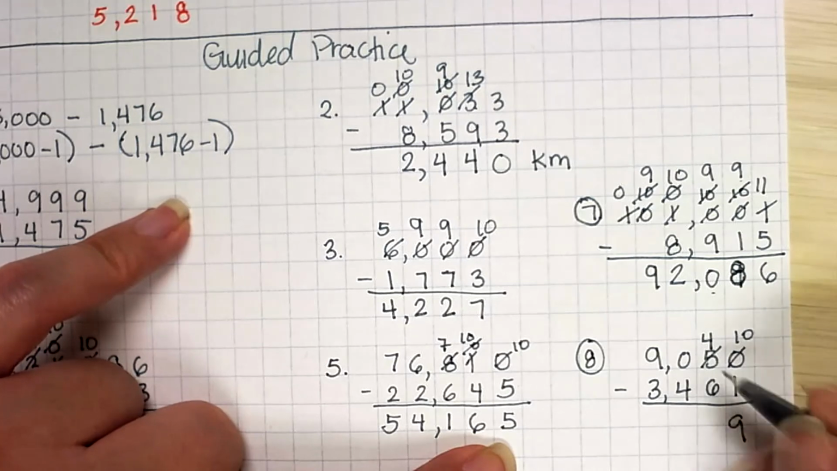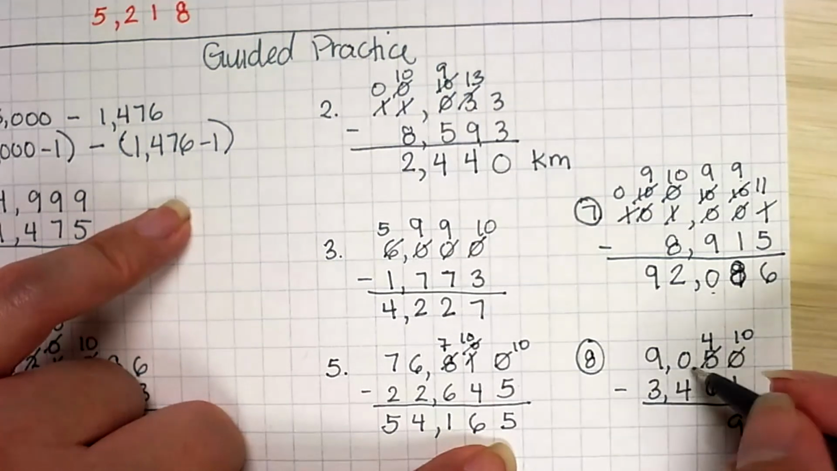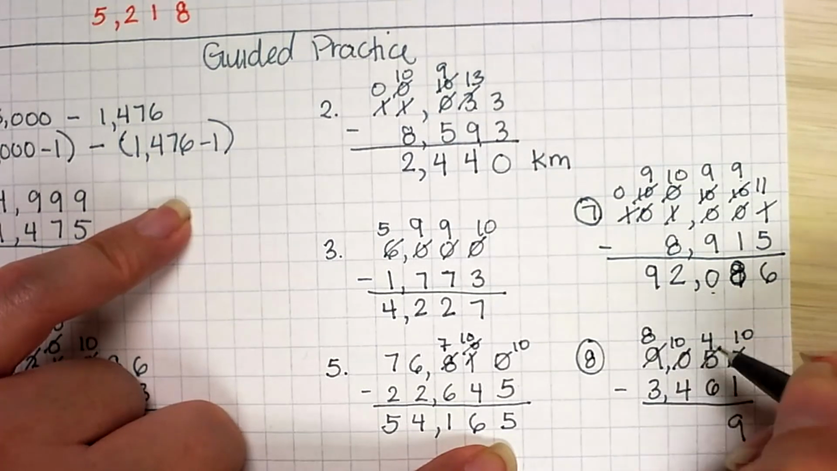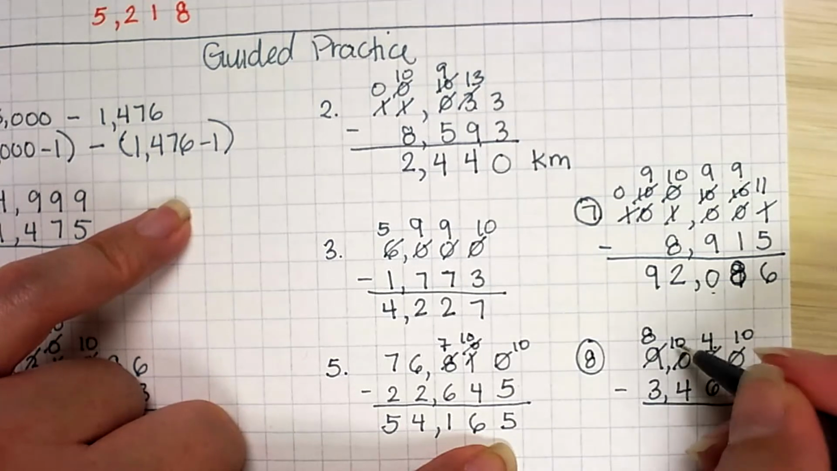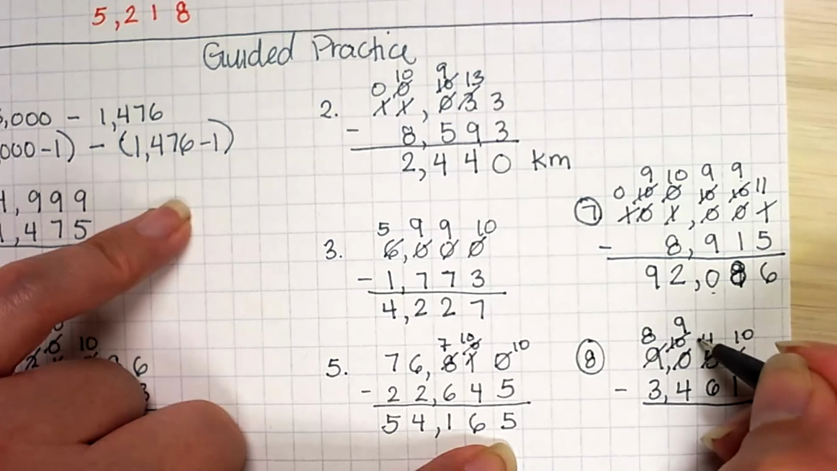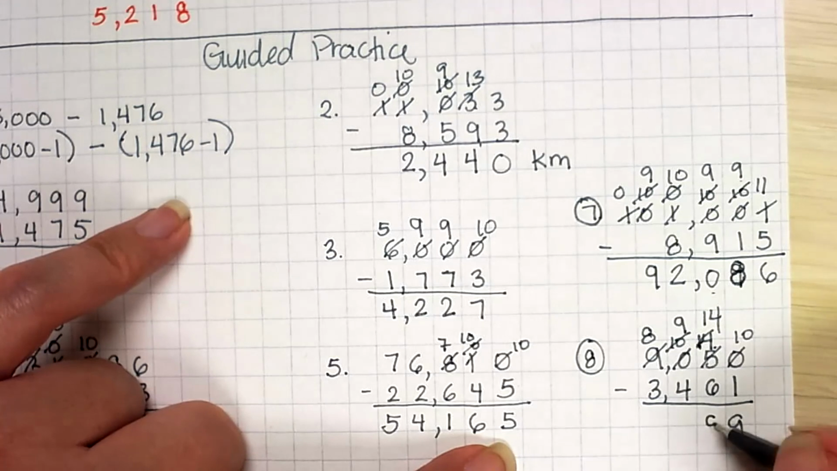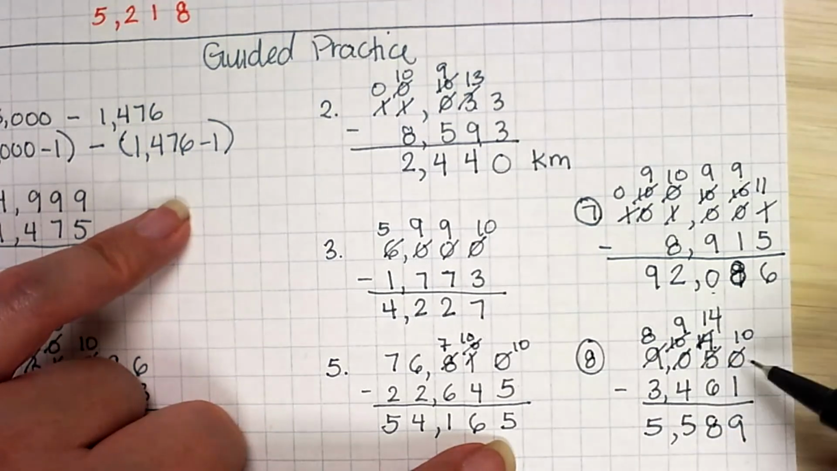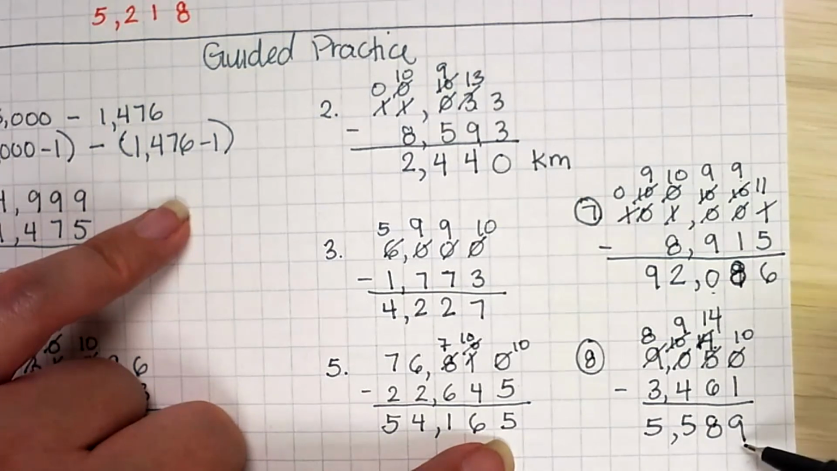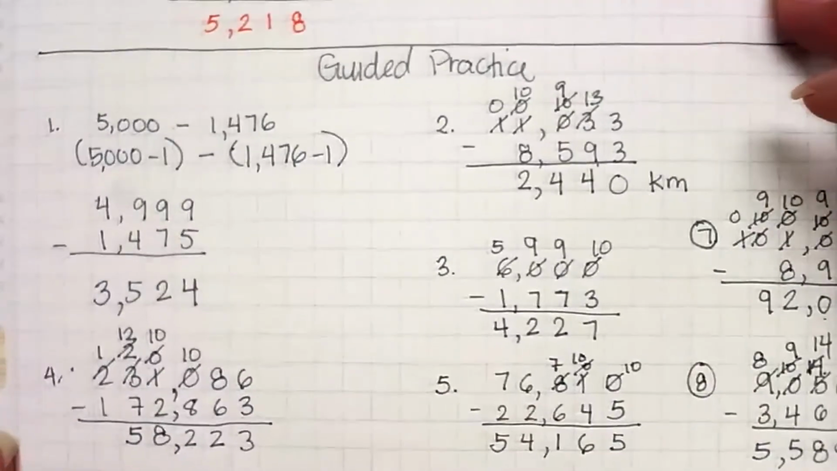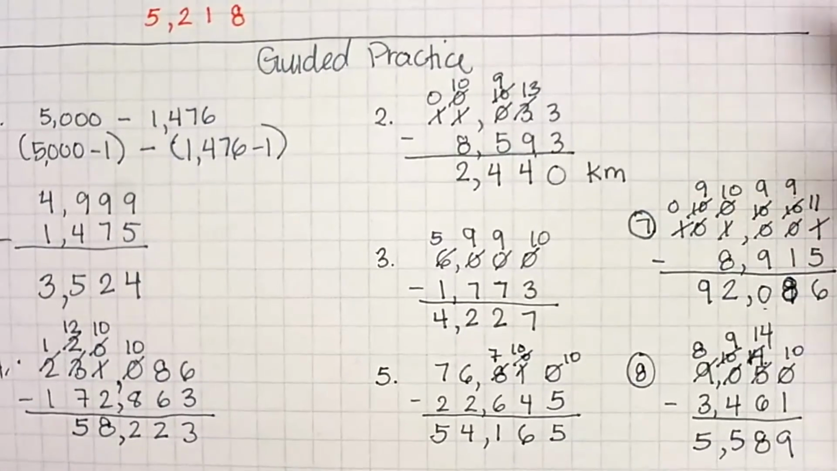10 take away 1 is going to give me 9. 4 take away 6, I can't do that. There's a 0 next to it. So this is going to become an 8. This would have been a 10, but I need to make this 4 larger. So I'm going to borrow from that 10. It's going to become a 9, and this 4 is going to become a 14. 14 take away 6 is going to give me 8. 9 minus 4 will give me 5. And then 8 take away 3 will give me another 5. So 9,050 minus 3,461 will give me a difference of 5,589.